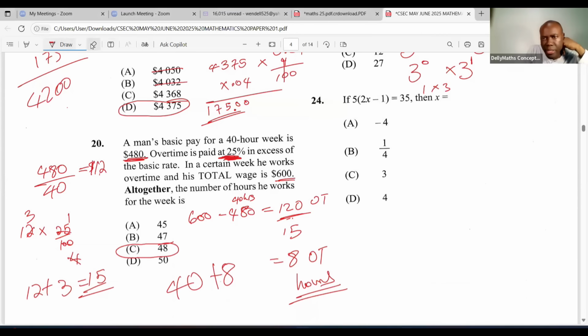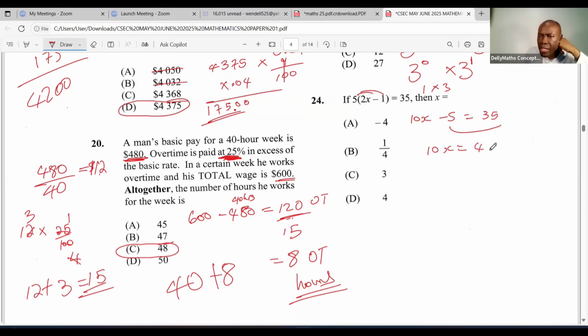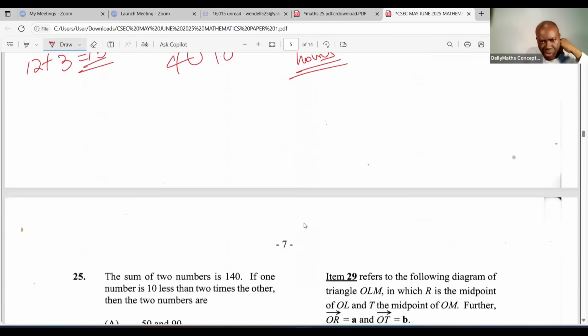Let me just quickly go through the previous one. So you distribute here, we'll have 10x minus 5. This is equal to 35. Bring this across. 10x is equal to 40. So x is 4. And we'll go on.